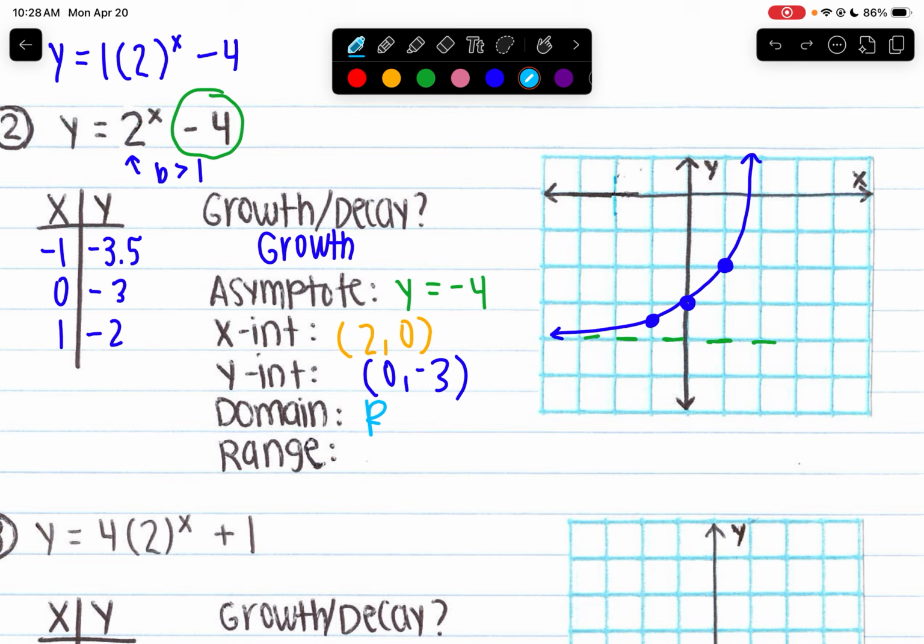Domain here is going to be all real numbers because it extends infinitely to the left and to the right. Your range is restricted here by the asymptote. So your range is going to be y is greater than the asymptote number, which is -4. The entire graph is above -4.